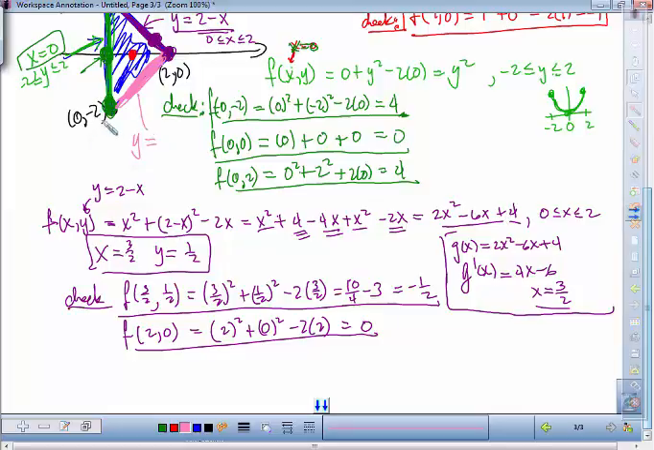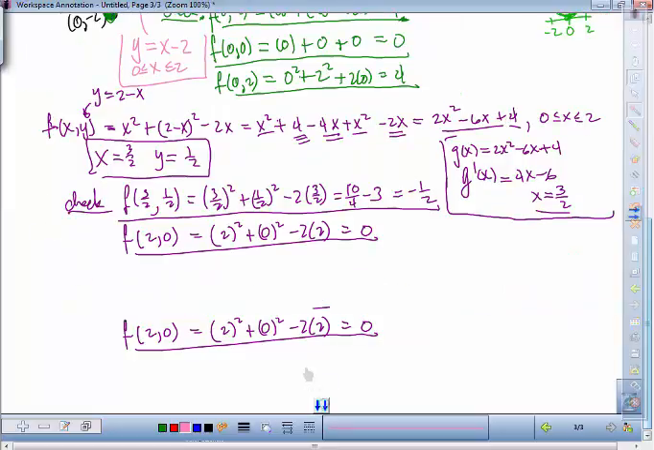Y is equal to, this has a positive slope. Slope is 1. And then the y-intercept is 2, or negative 2. And again, your x goes from 0 to 2. This is getting to be a long page.